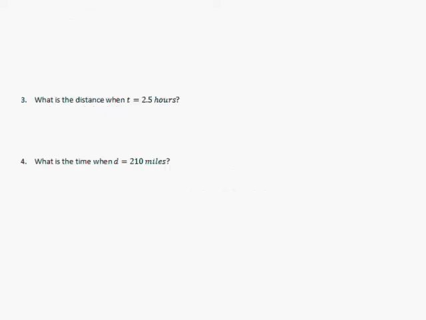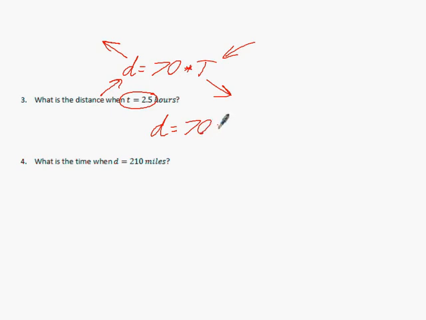Now, using that equation, I'm going to write it right here again. D equals 70 times time. We're going to answer these two questions. First of all, what is the distance when t equals 2.5 hours? The whole point of an equation is that you can plug something in, get something out. In this case, t equals 2.5 hours. We're going to plug it in and get a distance. So, distance equals 70 times 2.5, right where the t belonged.